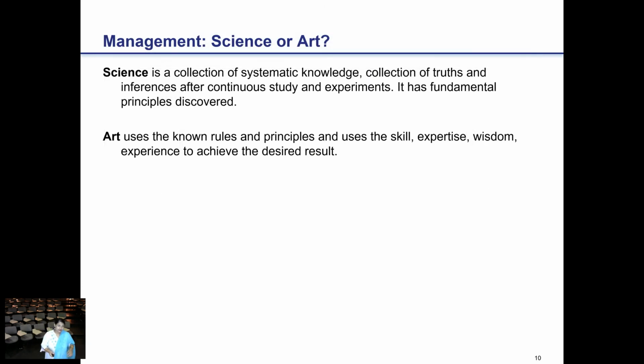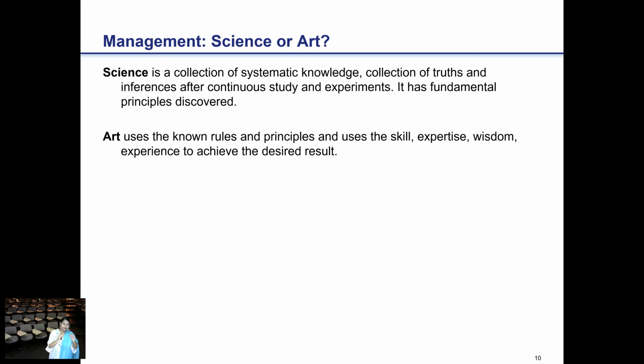Management: science or art. What is science? There are a lot of experiments you do and you prove something. Science is a collection of systematic knowledge, a collection of truth and inferences after continuous study and experiment. It has fundamental principles discovered. And art uses rules and principles and uses skill, expertise, wisdom, experience to achieve the desired result.